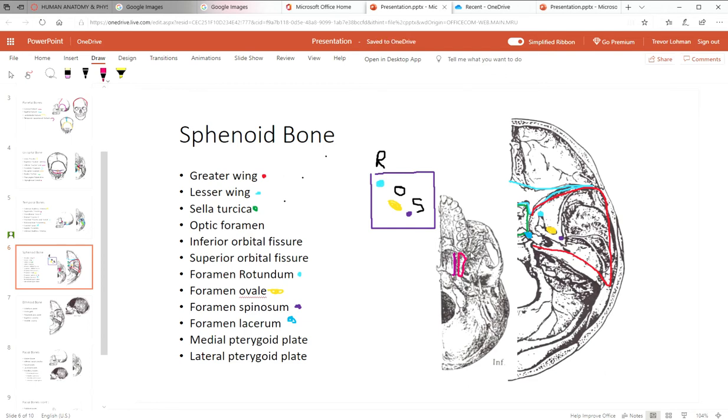You have some muscles called your pterygoid muscles that attach there. So this one is the lateral pterygoid plate. The first one we drew is called medial.